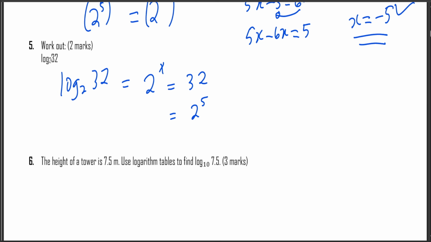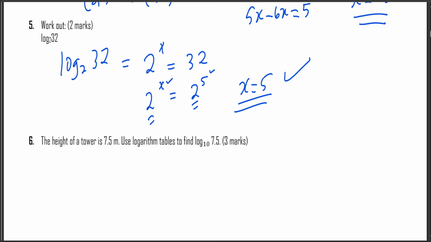Yeah, you can confirm again. 2 to the power of 5 is 32, which is equal to 2 power x. Okay, and therefore if the bases are the same, you equate the powers, and therefore x is equal to 5. So log 32 base 2 is 5 itself. So 2 power 5 gives 32. Okay, hopefully that answers our question.